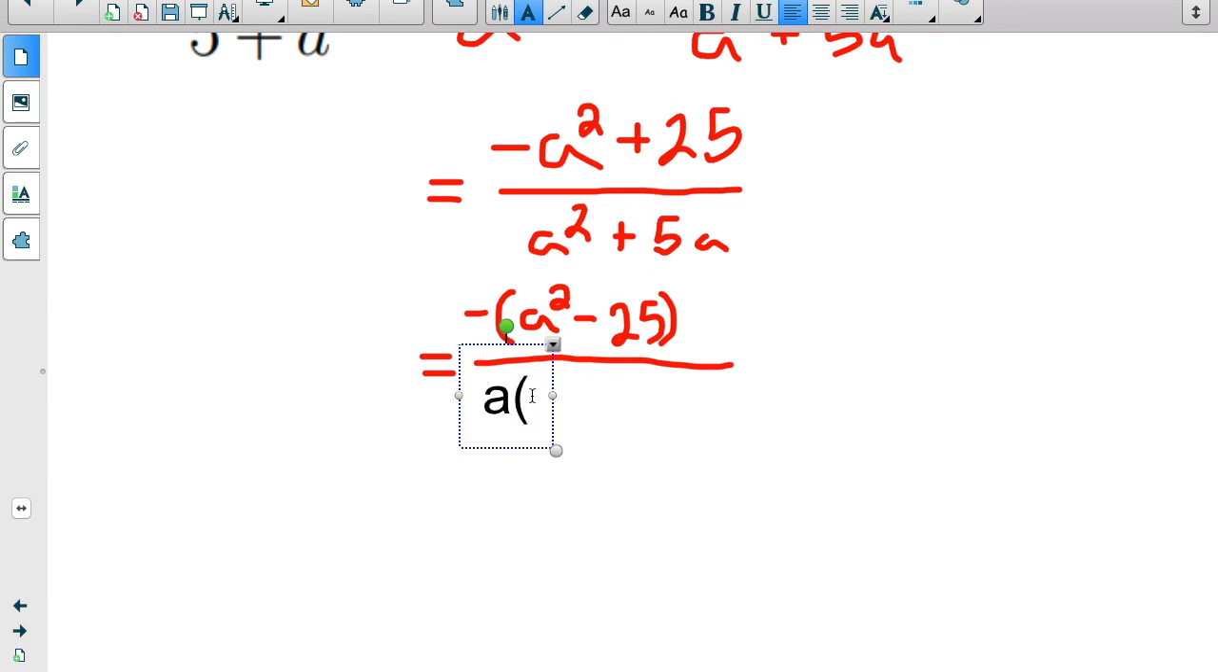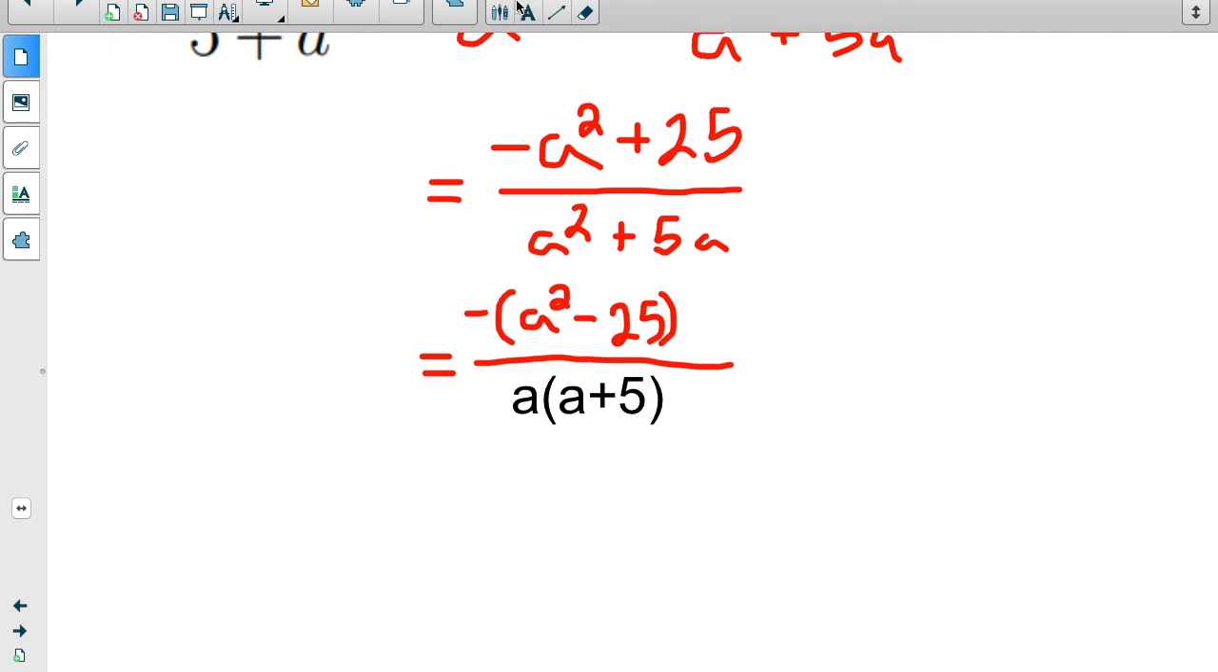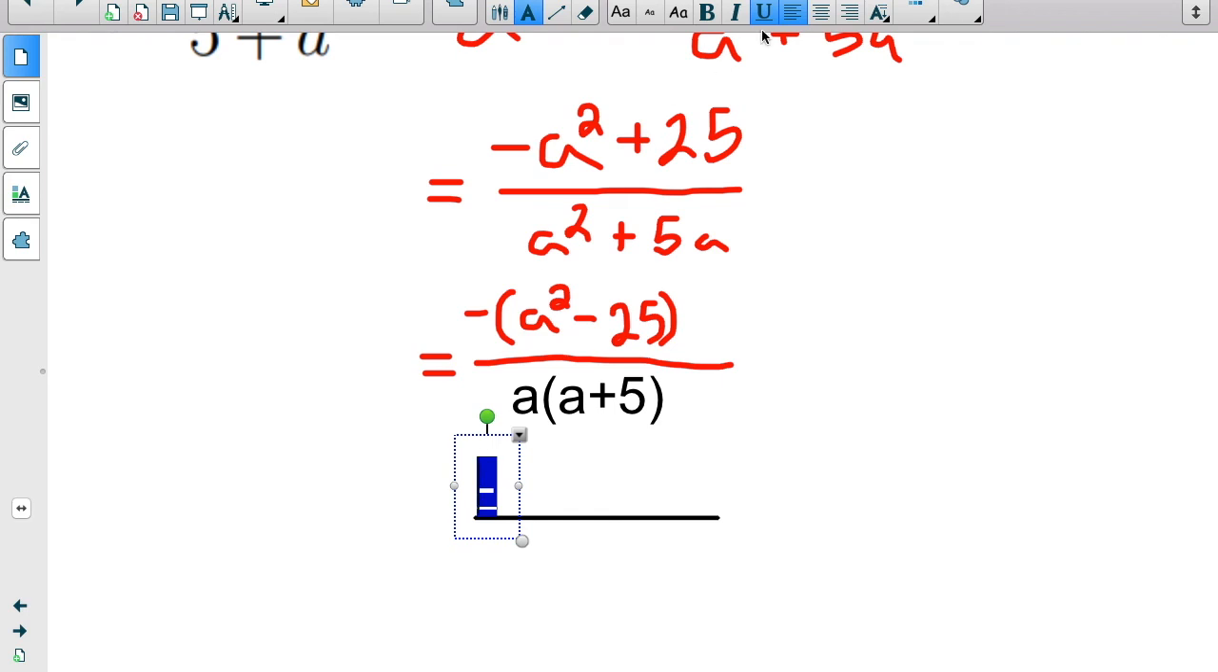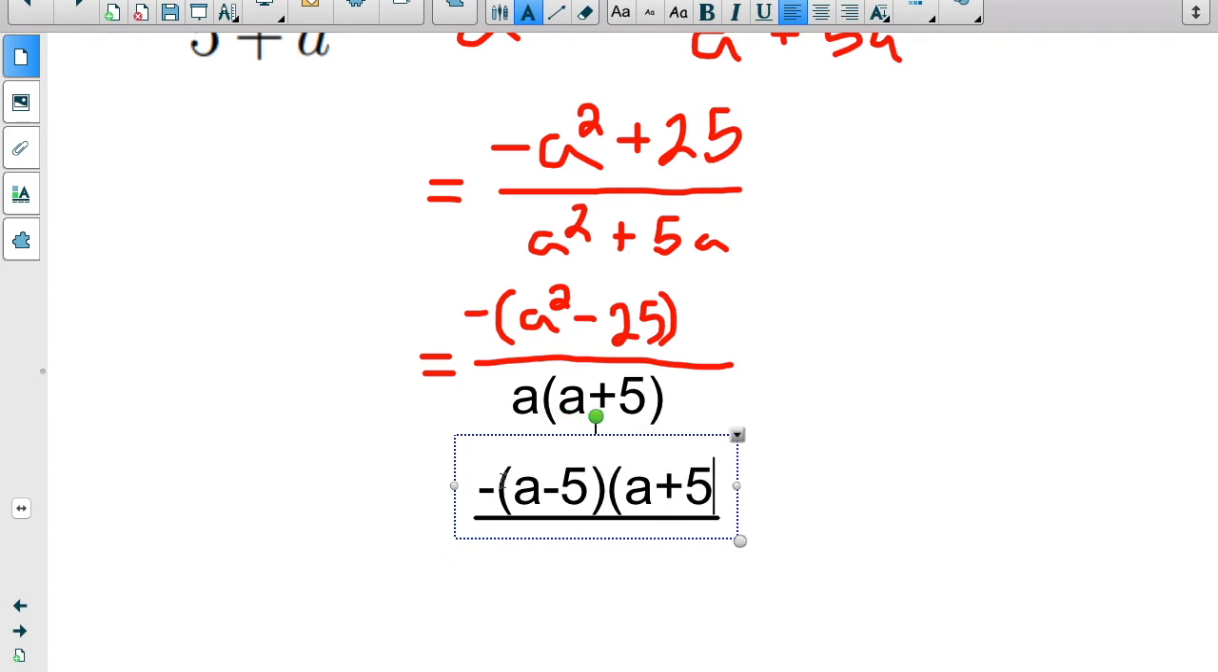And if we factor it out, a factored out of a squared would be a plus 5. Okay, well that just went back to what we did before we multiplied by a. So, oh well. Now, last but not least, we can factor the numerator, because once we factor that negative out, hopefully you're able to see that this is a difference of perfect squares. A squared minus 25 would be a minus 5 times a plus 5.